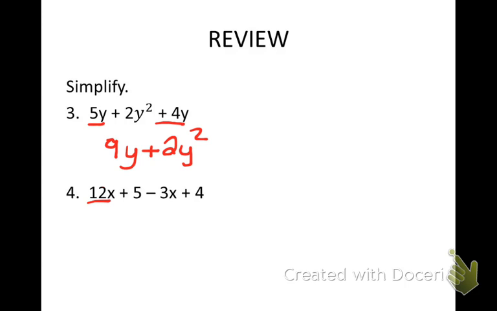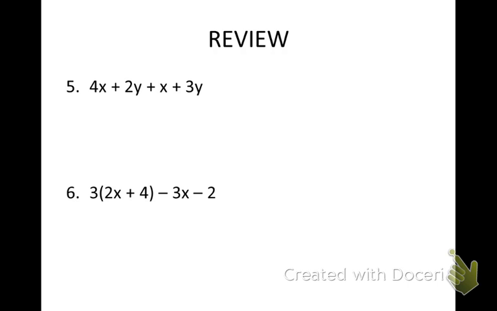12x, so I'm looking for any other x's, yes, but it's a minus 3x, so that would be 9x. Then number-wise, I have a 5 and a 4, and they're both plus, so it would be plus 9. So 9x plus 9. Cannot put those together because they are not like terms.